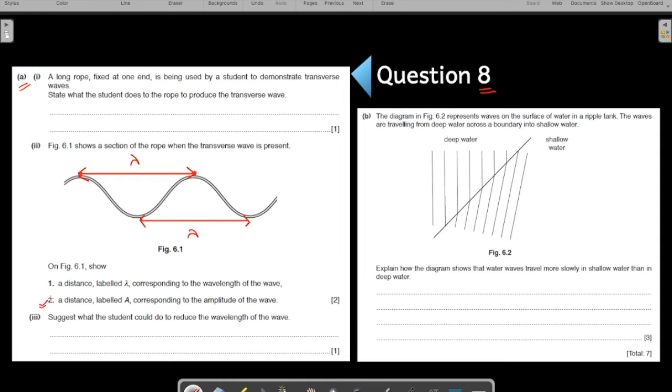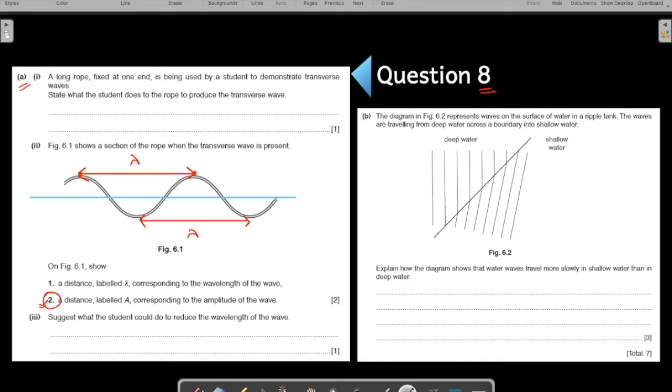Now the second part says a distance labeled A corresponding to the amplitude. How do you draw the amplitude? First you have to draw the center line. Let us draw the center line of the wave. It would be something like this. Center line of the wave.